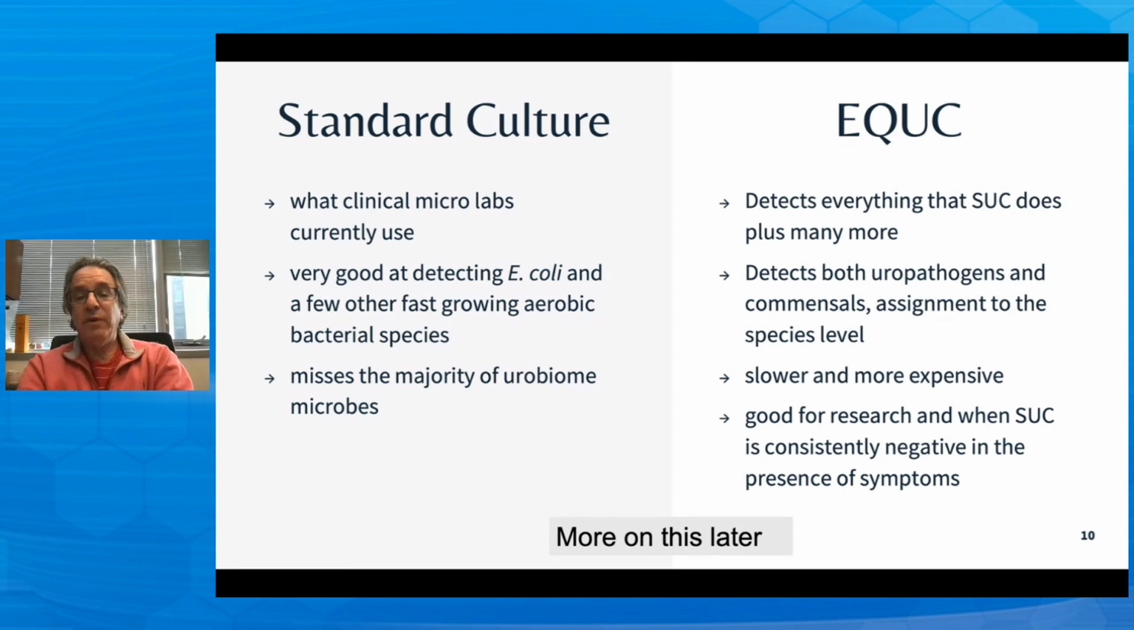And it's really good for research and when SUC is consistently negative in the presence of symptoms. So you have a patient who has chronic symptoms, and every time they give a urine sample, it comes back negative. EQUUC would be a good option under those circumstances. Well, I'm going to talk more about this later.